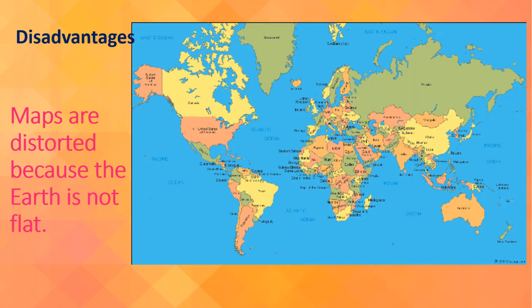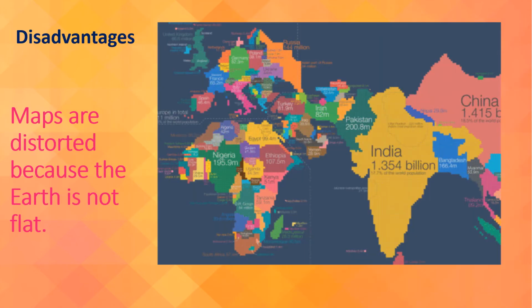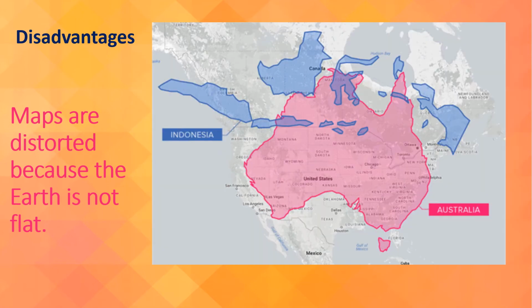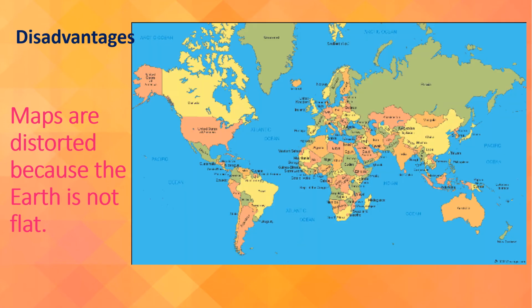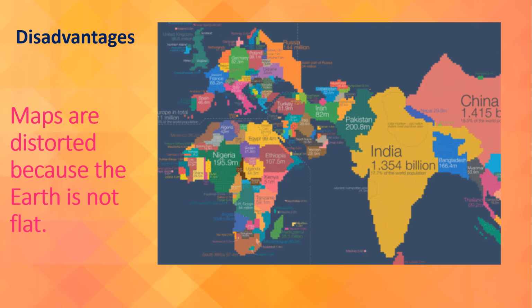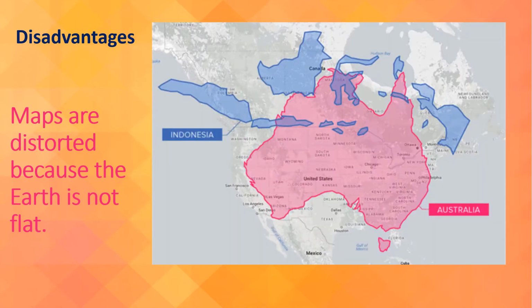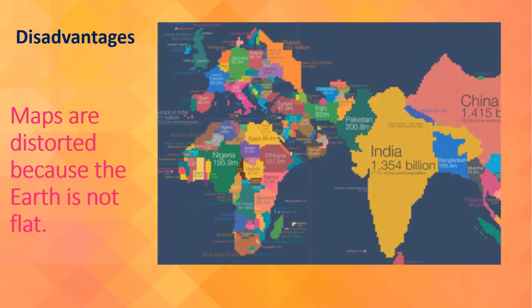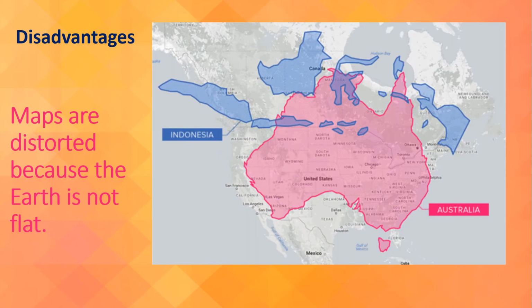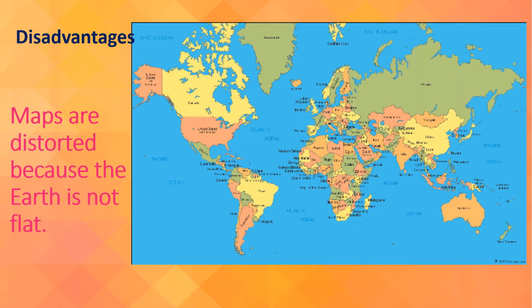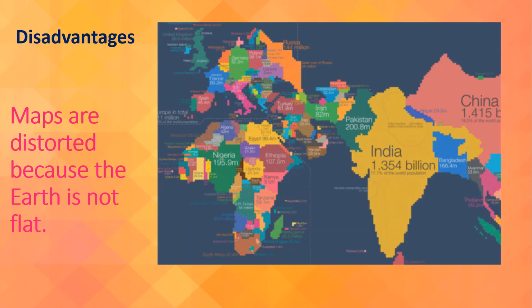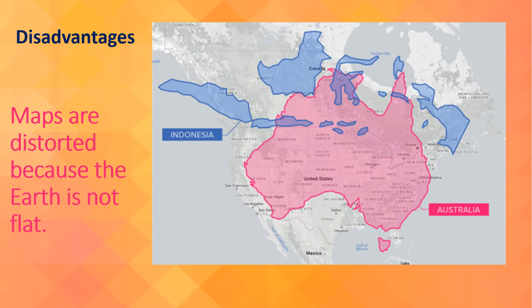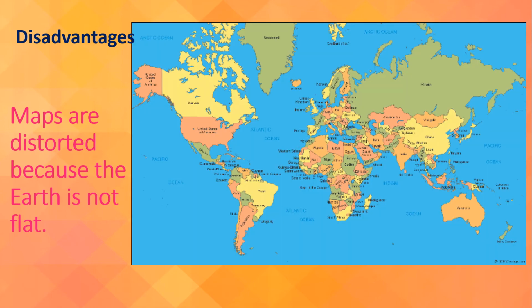Now let's learn a few disadvantages of using maps. Maps are distorted because the earth is not flat. Distorted means out of shape. So maps are usually distorted because the earth is not flat. Earth is spherical in shape, whereas maps are drawn on a flat piece of paper. Because of this, maps are usually distorted. The shape of the earth is distorted on a map.